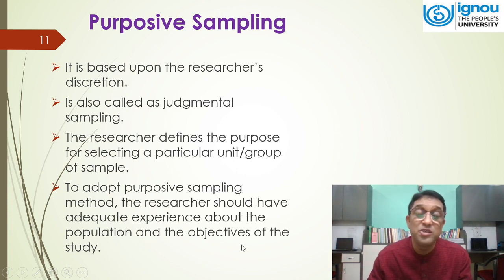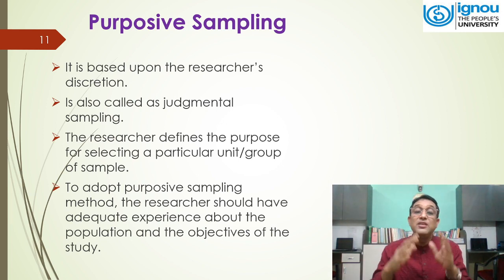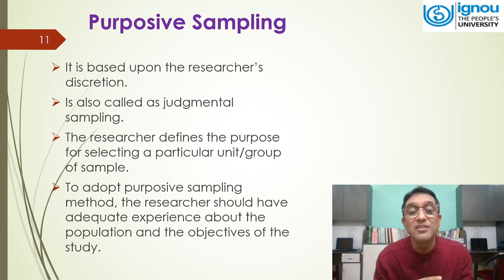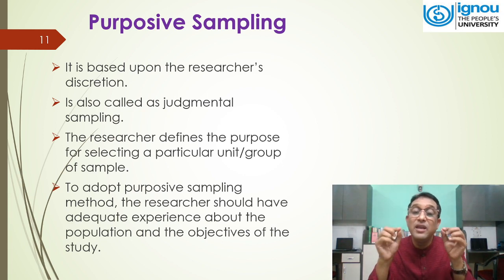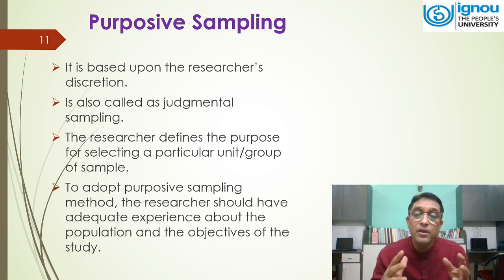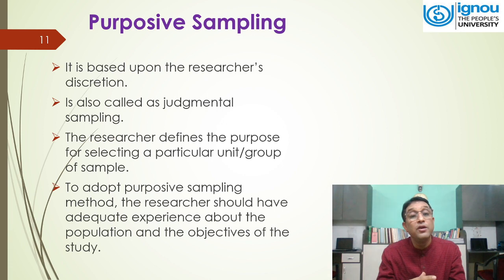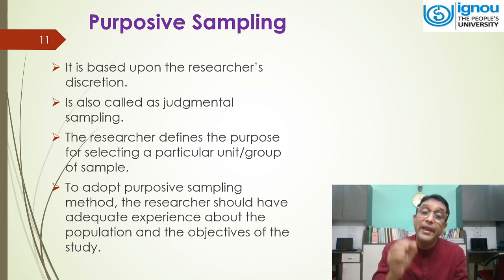So friends, try to understand. So what are the objectives of the study? Then further, the researcher should have adequate experience about the research. Unless a researcher is involved deeply into the study, the nature of the study, he or she cannot find out what type of sampling unit will really be a good sample for his or her research. So that's why, friends, one of the important aspects here is the researcher's experience.